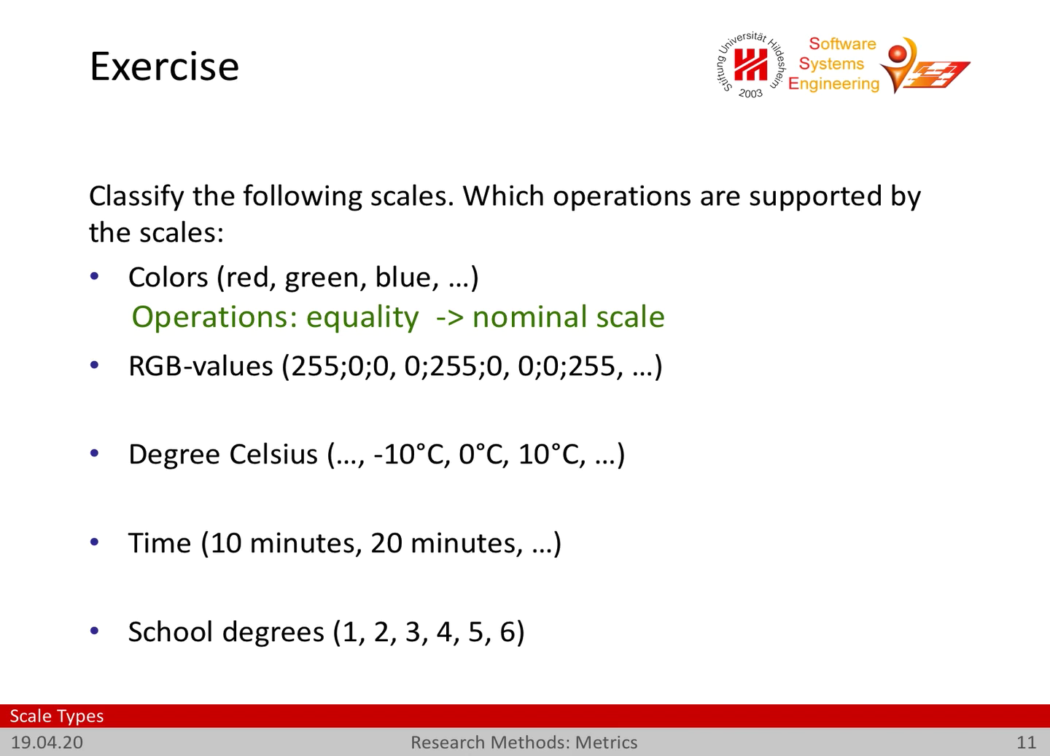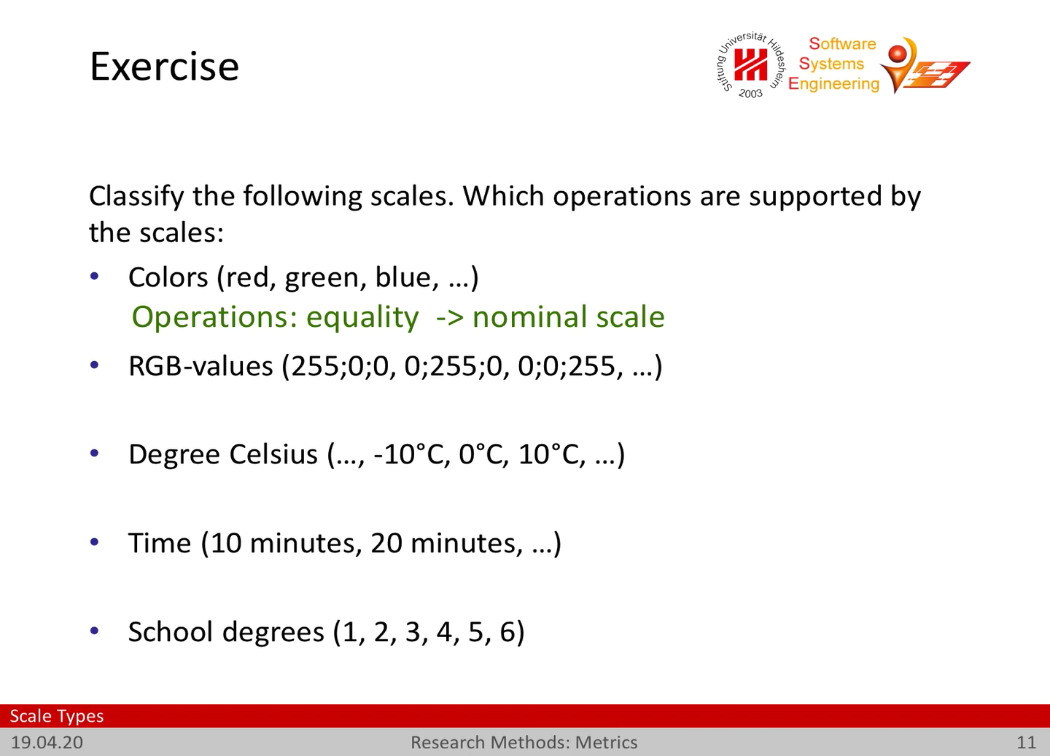There's a subset of colors with which I could also do an ordering. For example, these would be the rainbow colors. There are physical reasons why that would make sense. But if I take arbitrary colors, it's basically equality, and that's it.